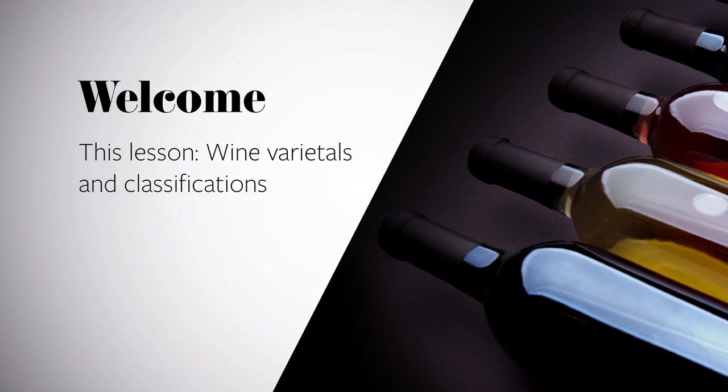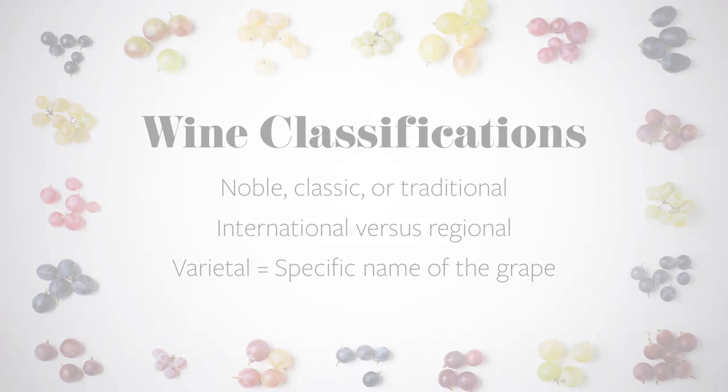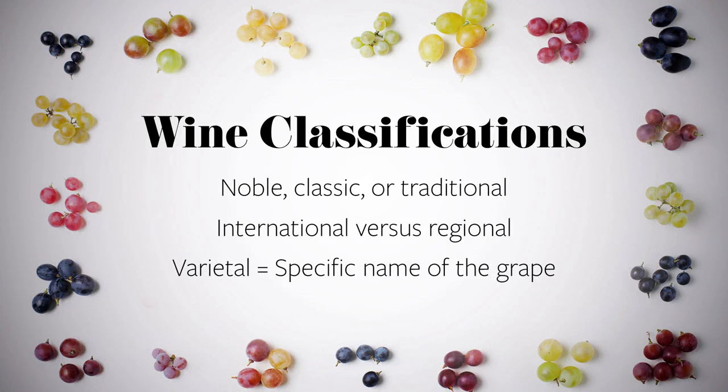Today's lesson introduces wine varietals and classifications. Let's get started. Grapes are classified by many sources and by many criteria using such terms as noble or classic or traditional. Some people classify them as the international varietals versus the regional varietals.